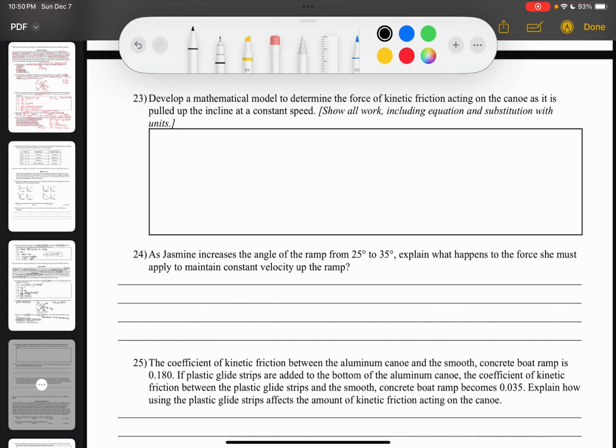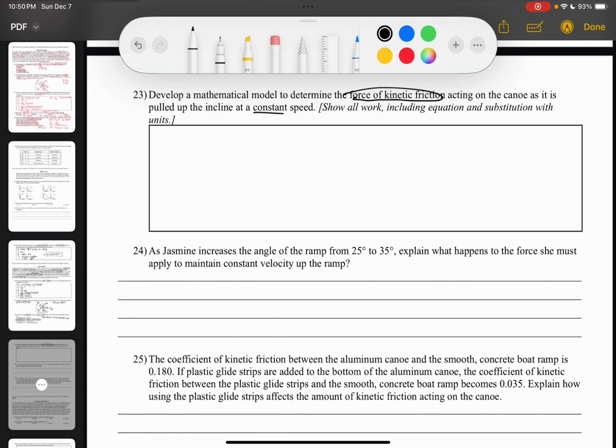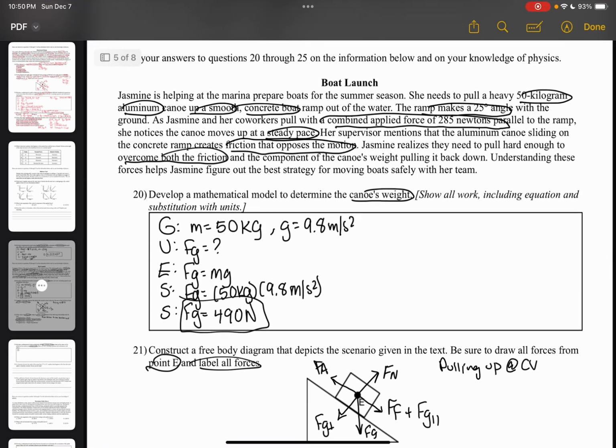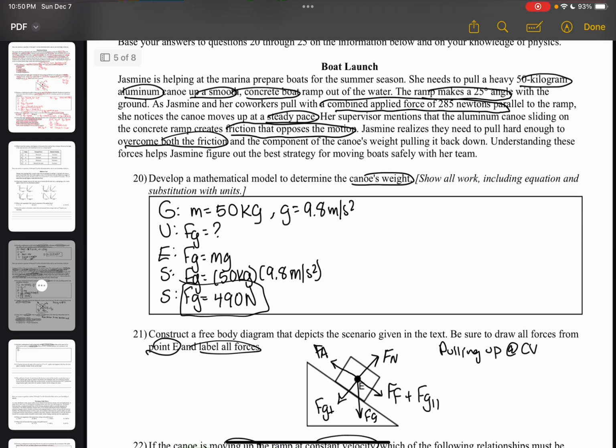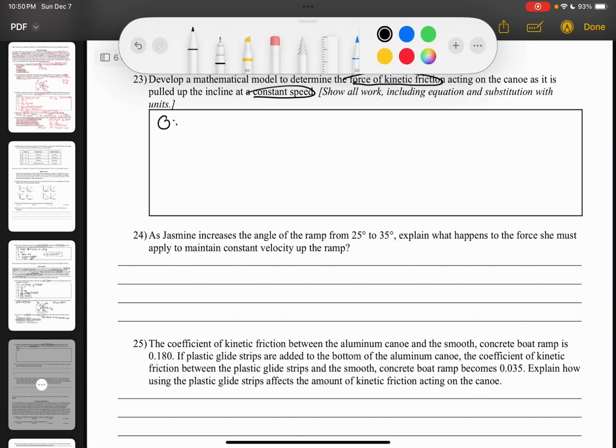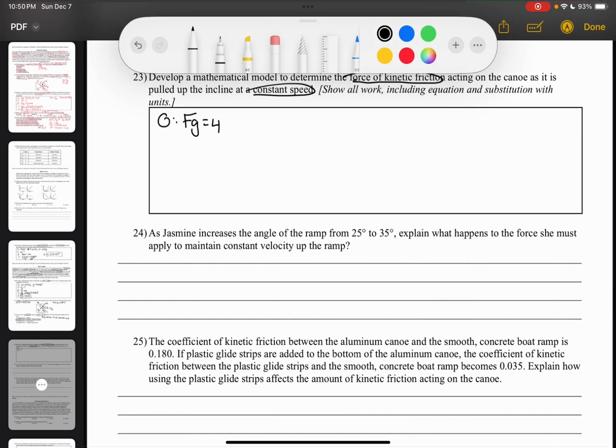Develop a mathematical model to determine the force of kinetic friction acting on the canoe as it is pulled up the incline at a constant speed. Okay. So if we go back to our reading, the angle of the ramp is 25 degrees, the applied force is 285, and we just calculated a force of gravity of 490. So we have Fg equals 490. We have an applied force of 285 newtons. We have an angle of 25 degrees. Our unknown is the force of friction, or specifically kinetic friction.